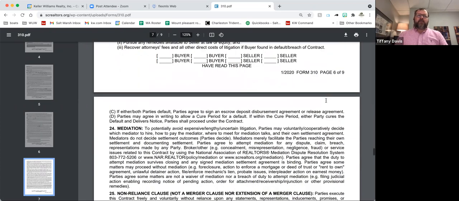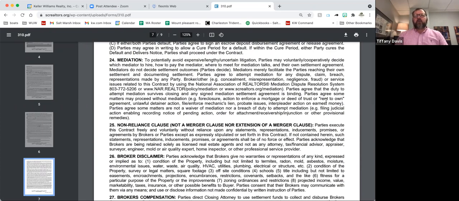Paragraph 24 does say in the event that there's a conflict in this and to avoid litigation, we agree to try mediation first. It's not binding though. So if we don't agree to get to this, it's just kind of one of those where we'll try to do. Non-reliance clause basically means that you have entered this contract freely and voluntarily without any statements, representations, inducements, promises, or agreements by us as brokers. You've just been explained to it and you agree to it, is what it means.